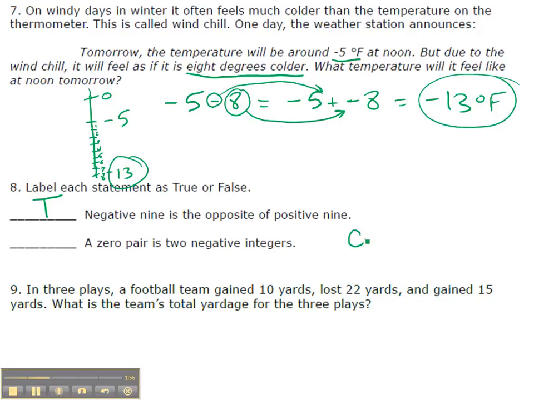The next one says a 0 pair is 2 negative integers. Now we know from our chipboard that's not true. A 0 pair is a positive integer and a negative integer, +1 and -1. So this is false.